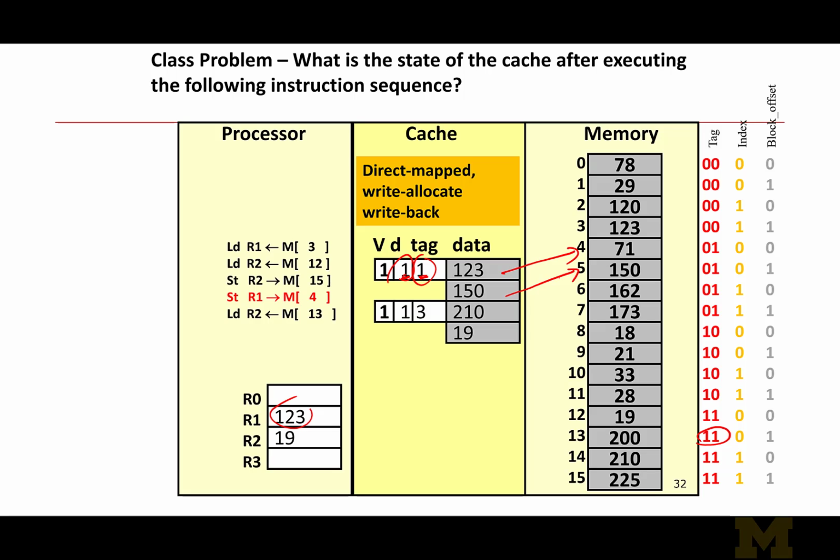So now I have to write back both bytes. And because I had not modified this one, it would be a redundant write, but we can't really do anything about it. But 71 would be modified with 123. So if you see, 71 was modified with 123. And the cache block was modified with this new tag for the address 13. Okay.